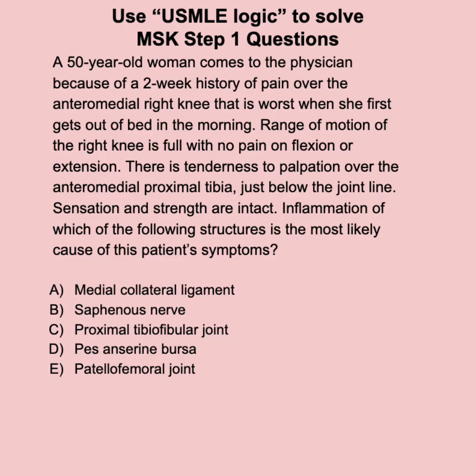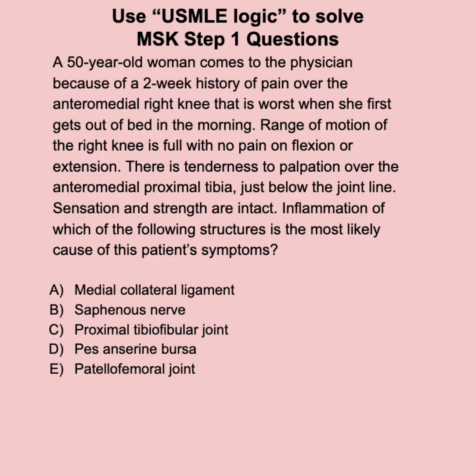So overall, it's a picture of a 50-year-old woman who comes to the physician for 2 weeks history of pain over the right knee, the anterior right knee, that's worse when she gets out of bed. Her range of motion is full, she has no pain on flexion or extension. She has tenderness to palpation over the anteromedial proximal tibia, just below the joint line. Her sensation and strength are intact. Inflammation of which of the following structures is the most likely cause of this patient's symptoms?